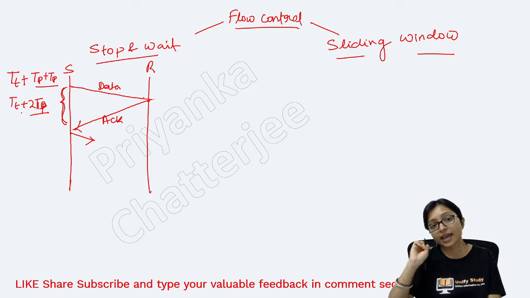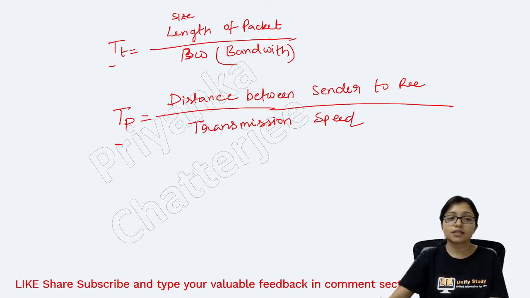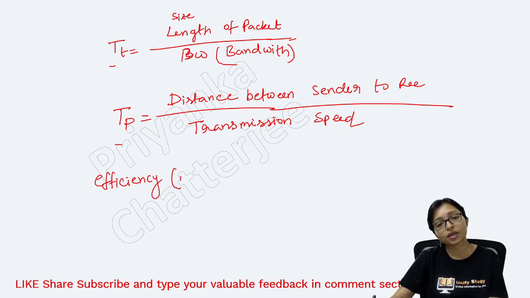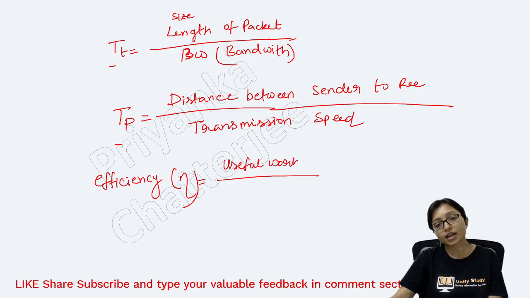Now come to the efficiency. What is called efficiency? Understand that also. Efficiency we are writing this way. What is our efficiency? Efficiency means the useful work, meaning whatever actual work you are doing, divided by the total work.